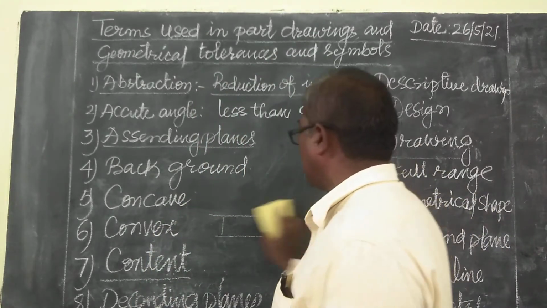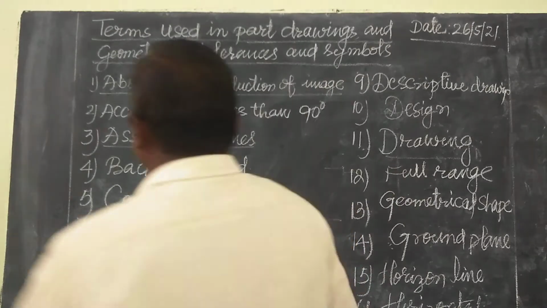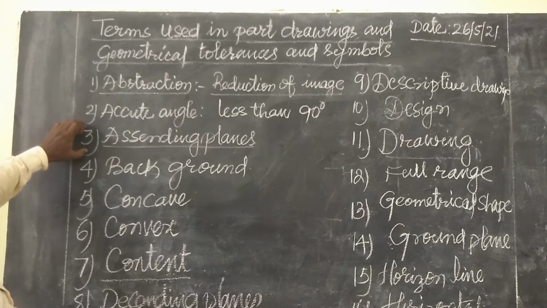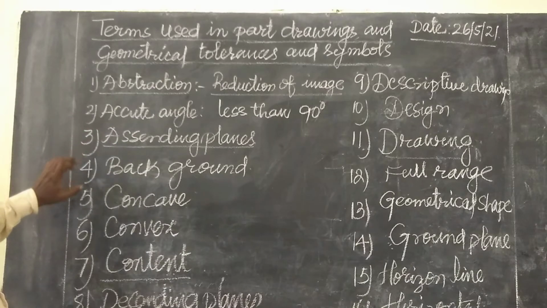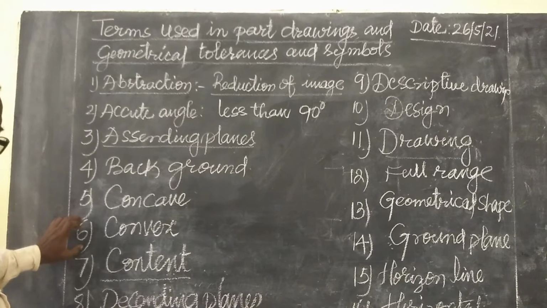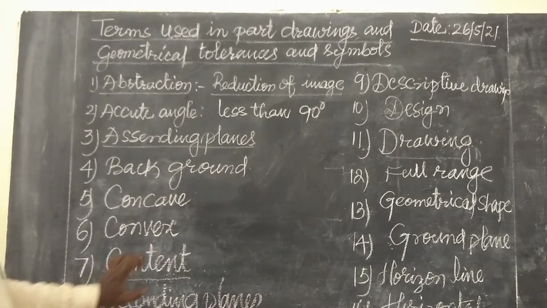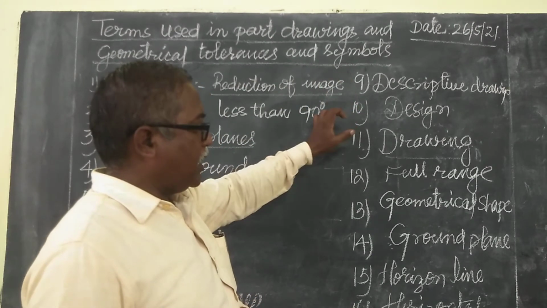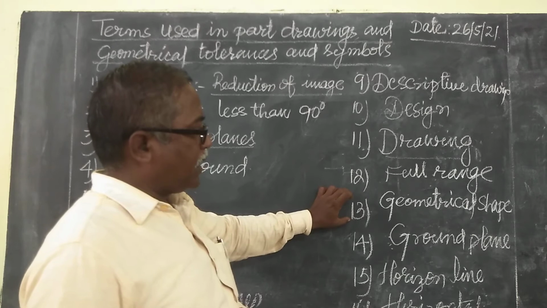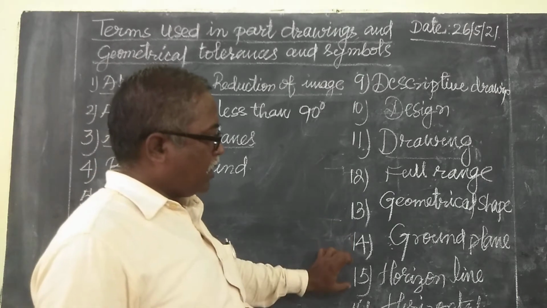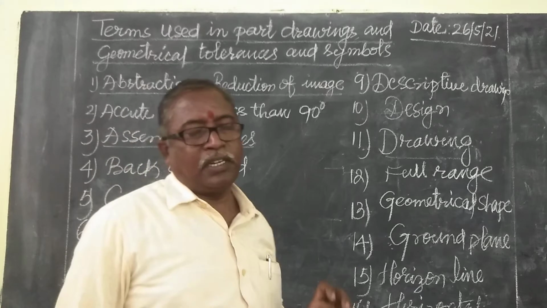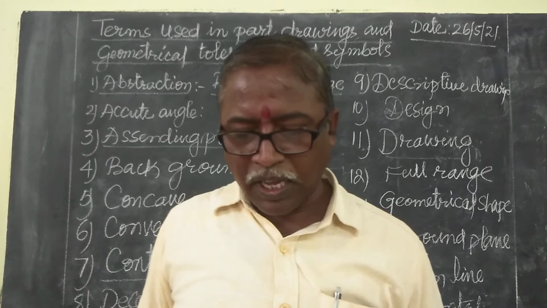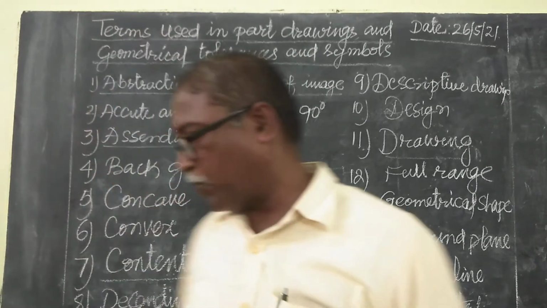Then next, remember these: abstraction, acute angle, ascending planes, backgrounds, concave, convex, content, descending planes, descriptive drawing, design, drawing, full range, geometrical shape, ground plane, horizontal line, horizontal. These are the points we discussed now. Now we are going to discuss some more points.